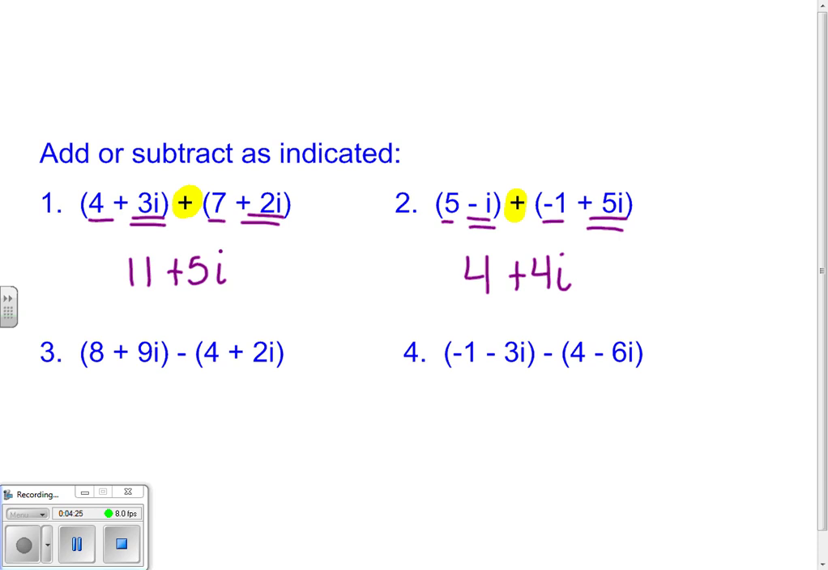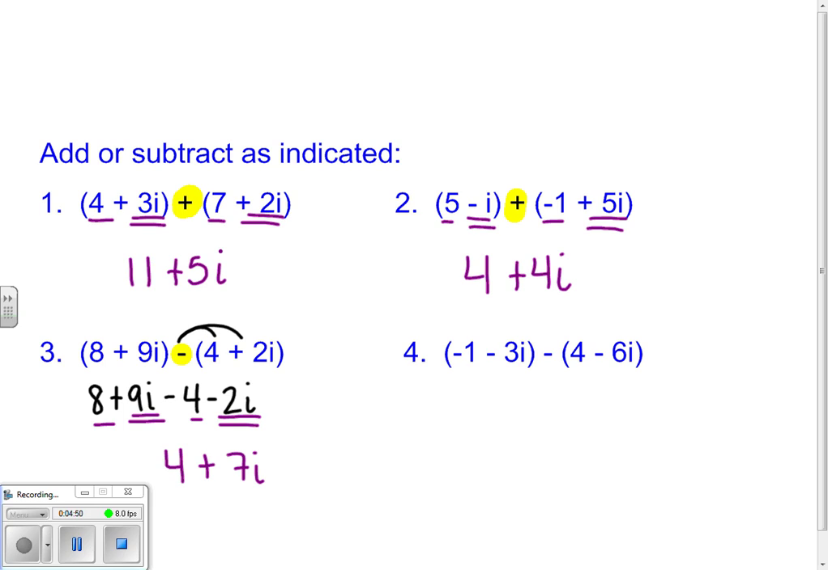It's a little different when they're asking you to subtract, because in number 3, they want you to subtract. You kind of have to distribute that negative. What I really have is 8 plus 9i minus 4 minus 2i. And then once you do that, you can combine the real parts first. 8 minus 4 is 4. And then the imaginary parts. 9i minus 2i is 7i.